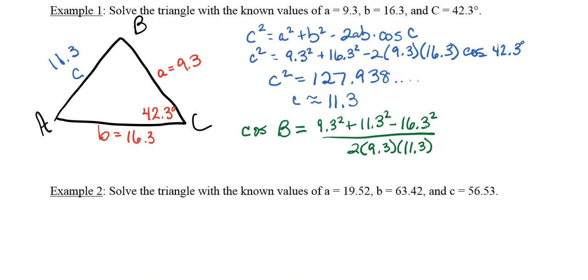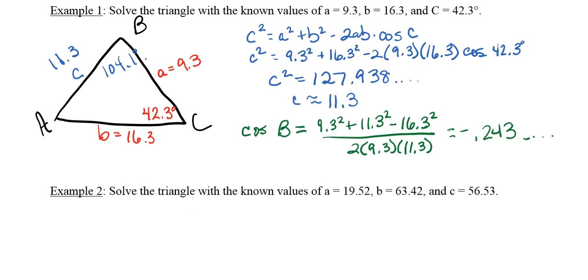Then I'm going to divide that by 2 times 9.3 times 11.3, and I get that it is negative 0.243 with a bunch of other numbers. So the last thing I'm going to do is do the inverse cosine of that number, and I get that angle B is 104, and since my degree is to the nearest tenth, I'm going to stay consistent, so 104.1 degrees.